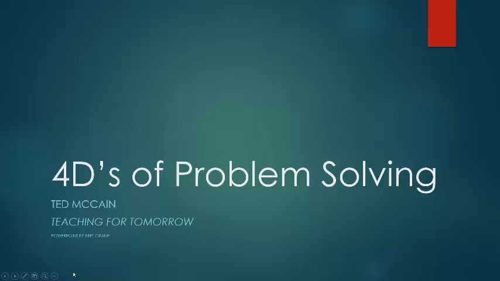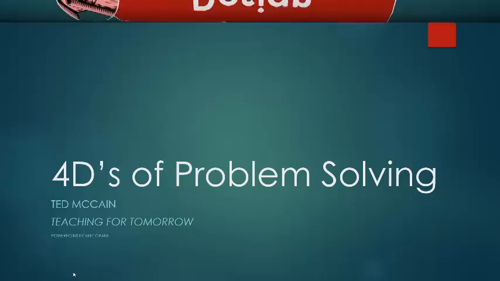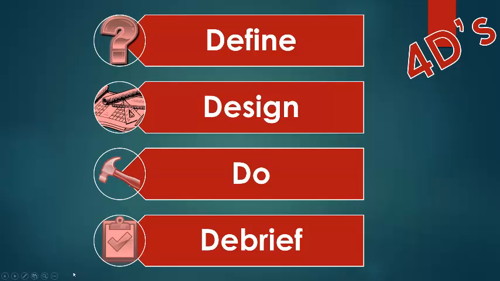We've already talked about the four Ds of problem solving, but let's talk about some of the specifics that we can get into. As I said before, we've gone through this process with the four Ds: define, design, do, and debrief. And we also know that these elements are what is called the design process.